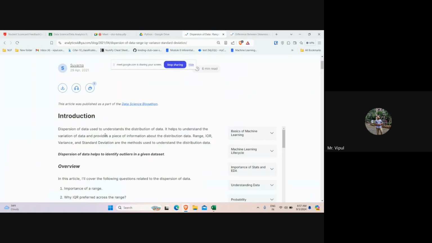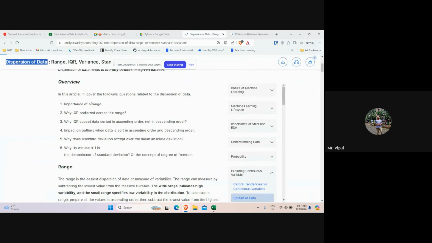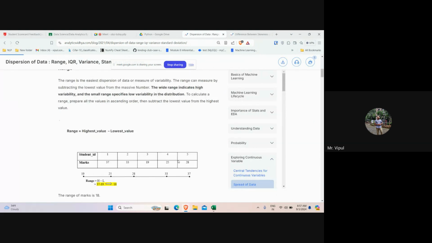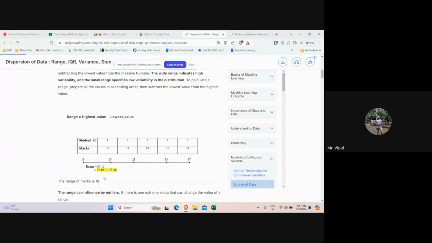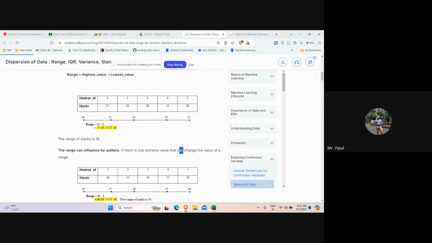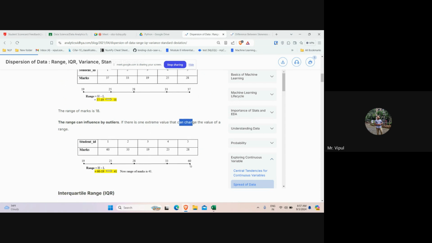Yeah. So, see, in this we are going to see what is the importance of range, why IQR is preferred over the range, data sorting in ascending order, and the impact of outliers. So, what is range? Range is nothing but maximum minus minimum. Maximum value is 37, minimum is 19, so range is 18. Range can be influenced by outliers. If there is one extreme value, it can change the value of range, right? If 60 is your extreme value, now range is 41.